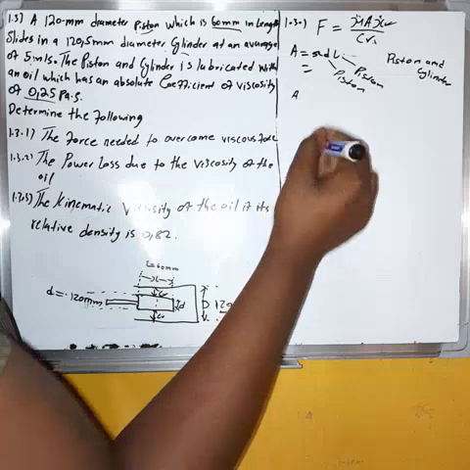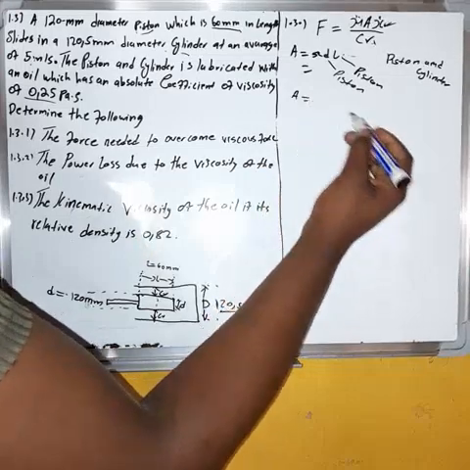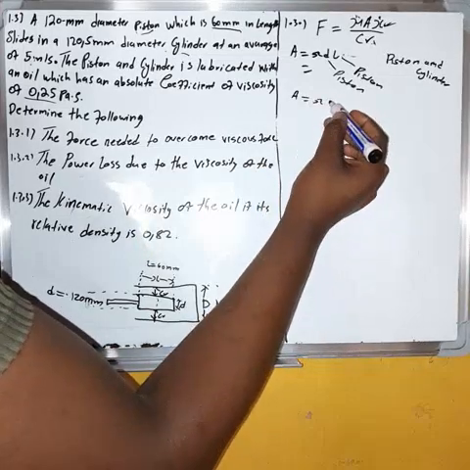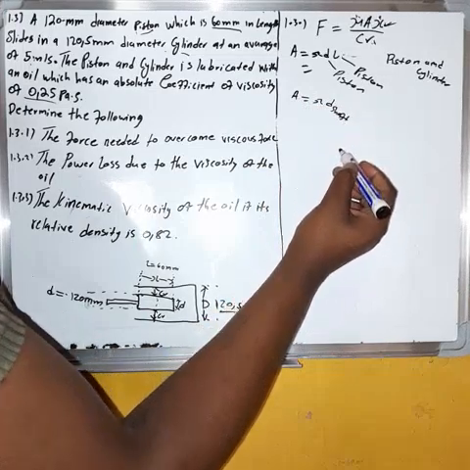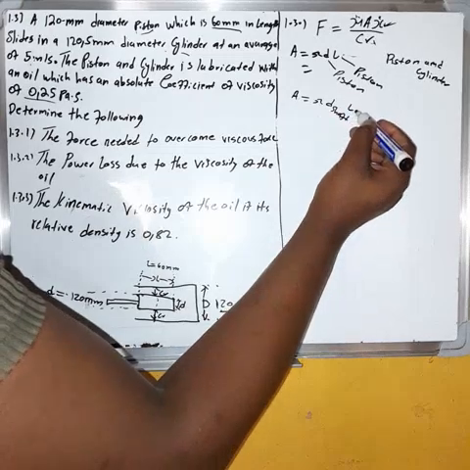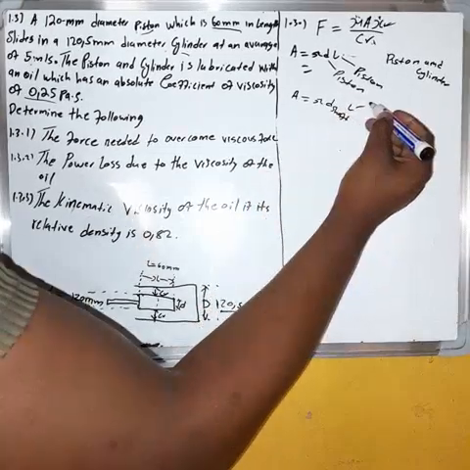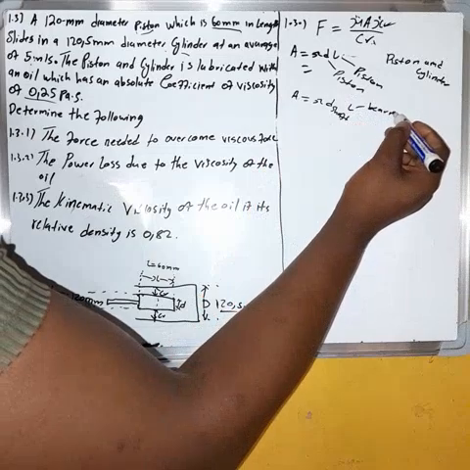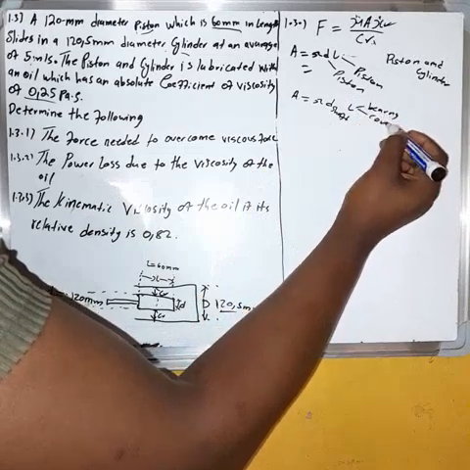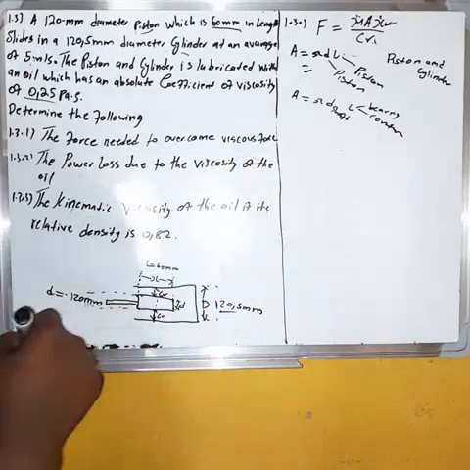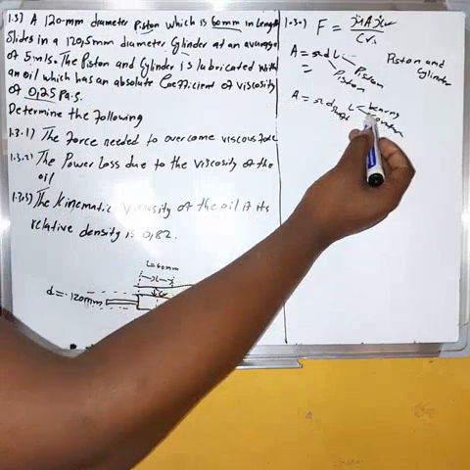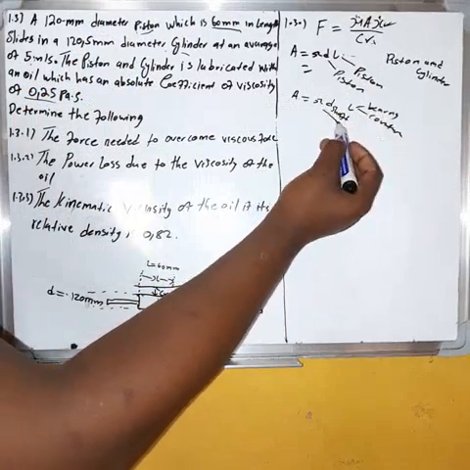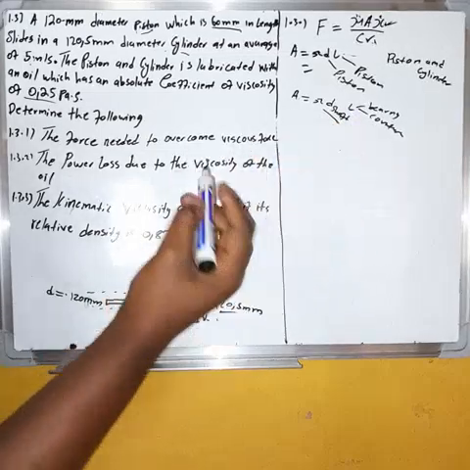Just know that if we're dealing with the shaft, it will be pi times the diameter of the shaft, right? The length won't be the length of the shaft, it will be the length of the bearing or contact area. That's the difference between the two. It won't be the length of the shaft when you're dealing with the shaft.